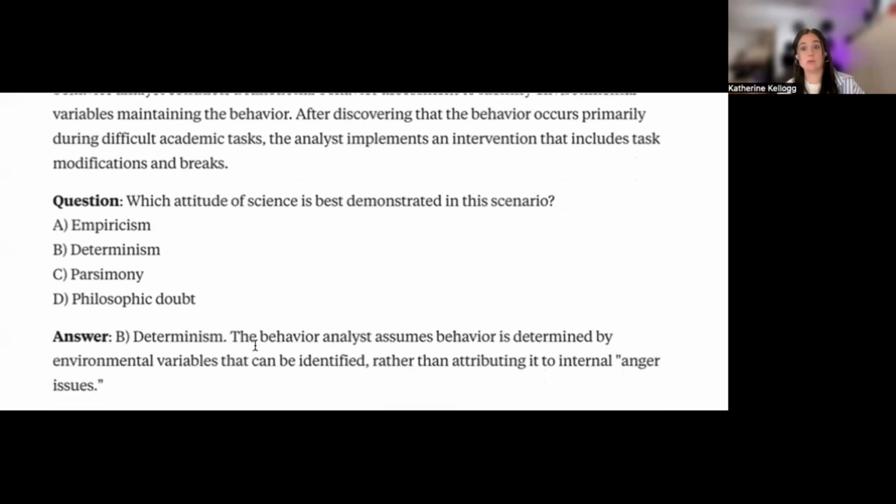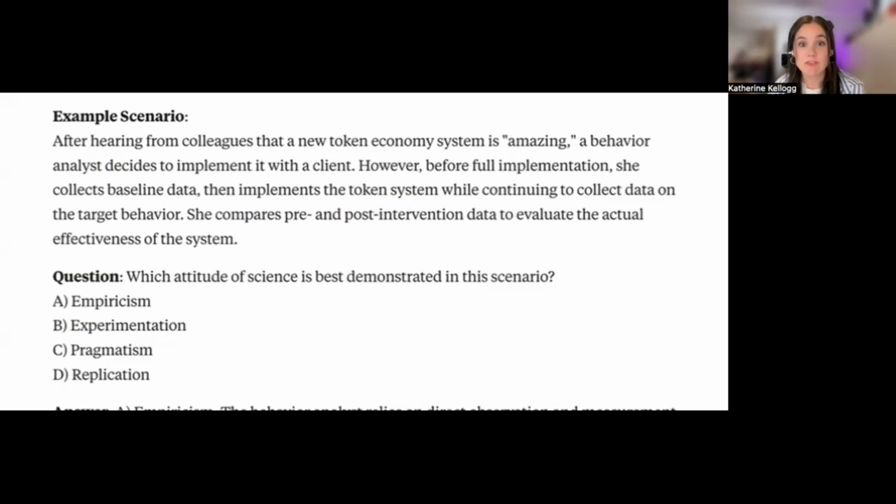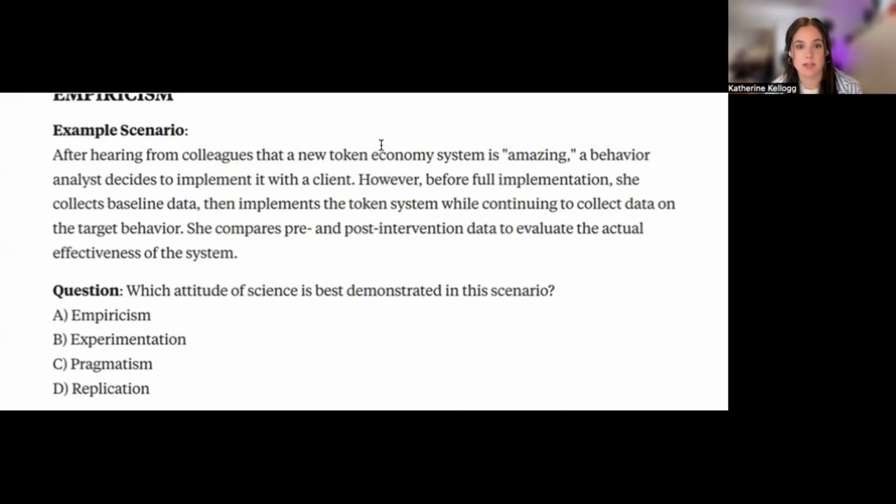The behavior analyst assumes behavior is determined by environmental variables that can be identified rather than attributing it to internal anger issues. Next question. After hearing from colleagues that a new token economy system is amazing, a behavior analyst decides to implement it with the client. However, before full implementation, she collects baseline data, then implements the token system while continuing to collect data on the target behavior. She compares pre- and post-intervention data to evaluate the effectiveness. Which attitude of science is best demonstrated in this scenario?